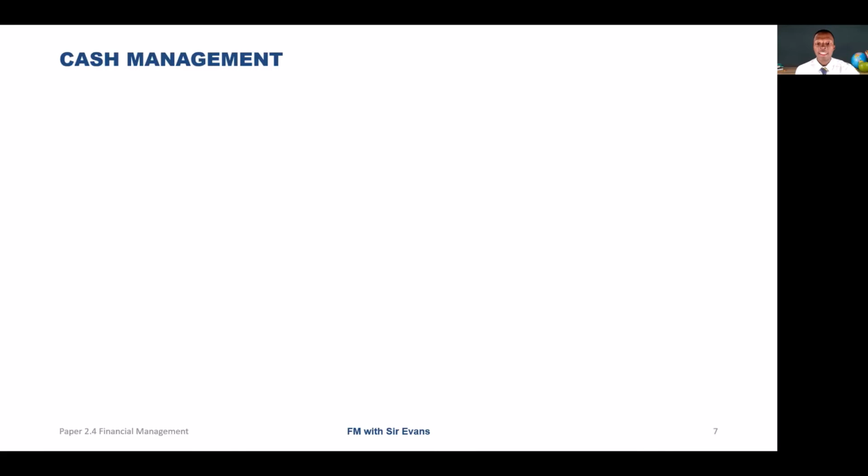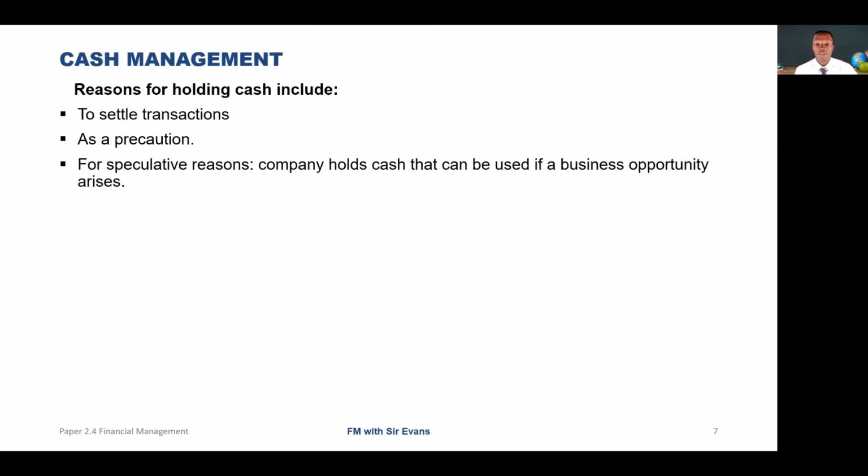So we move to cash management. There are certain reasons why we hold cash. One, we want to settle transactions. That is, cash is needed to pay for expenses and to settle any debt. Also, we hold it as a precaution against unexpected and unforeseen requirements for cash. We also hold it for speculative reasons. That's a company holds cash that can be used if a business opportunity arises.